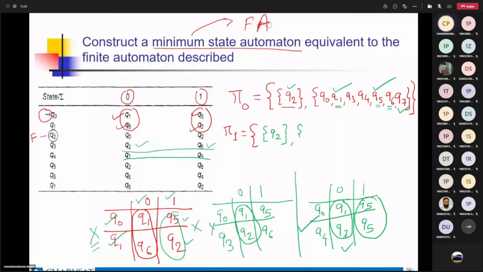So Q0 is now equivalent with what? Q4. Next we have to check 5, 6, 7 now. But up till now it is only equivalent with the Q4. So we just remove all this thing now and we have to check the equivalence with the 5, 6 and 7. Clear?